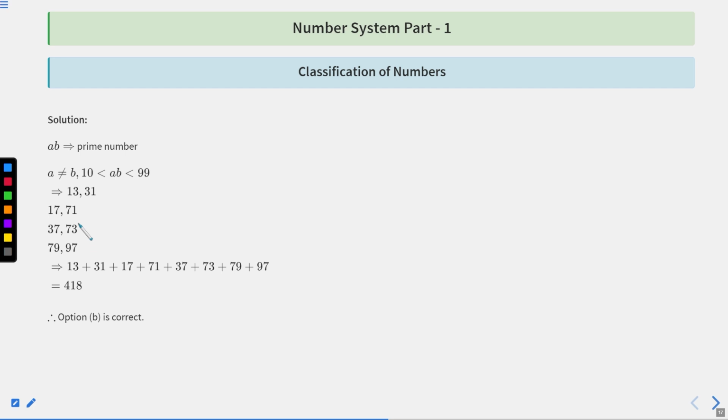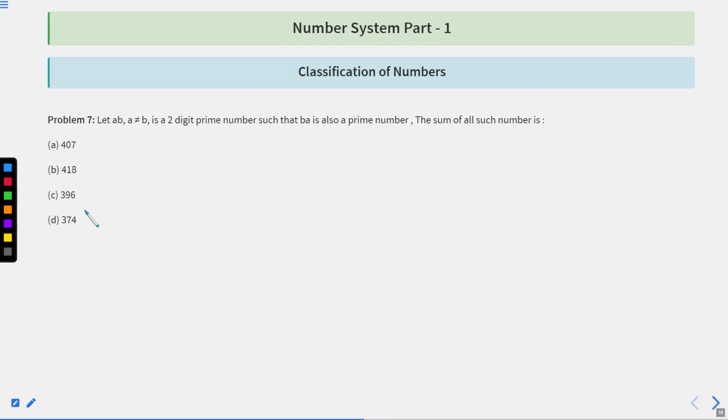So next, we have successfully identified all those cases where AB is a prime and BA is also a prime. Those numbers which satisfy this property, we have identified here. So this is the list of all those numbers. Next, what are we asked? We are asked to find the sum of all such numbers.